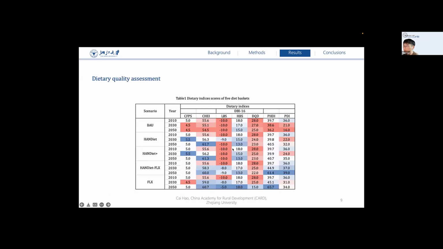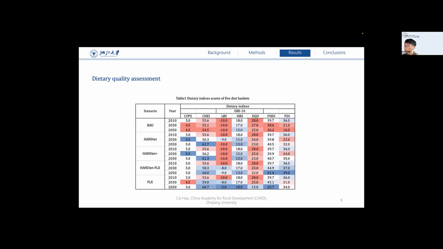And meanwhile, we also calculate dietary indices scores of food consumption bundles on the 5 scenarios, which evaluate the dietary quality according to recommended food intakes from some literatures and studies. The blue color means good performance, the red color means bad performance, and poor dietary quality is proved to be closely related to more significant health risks.